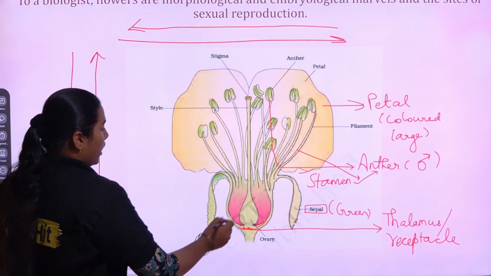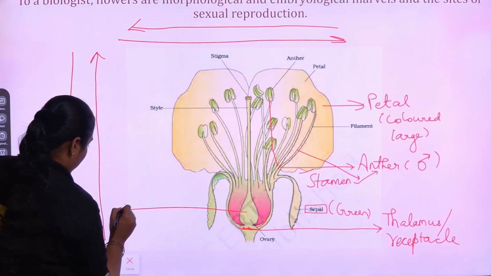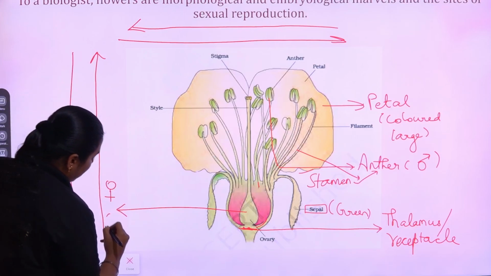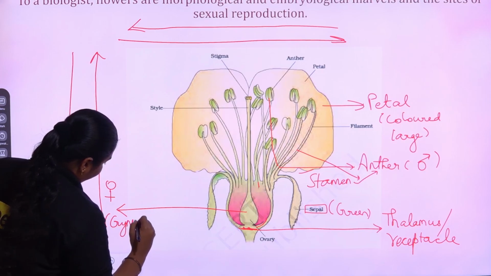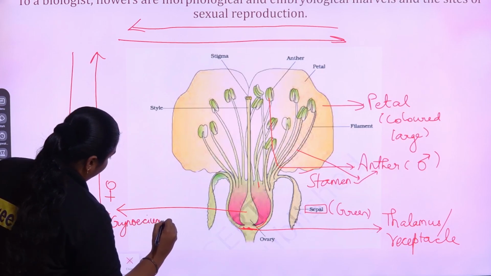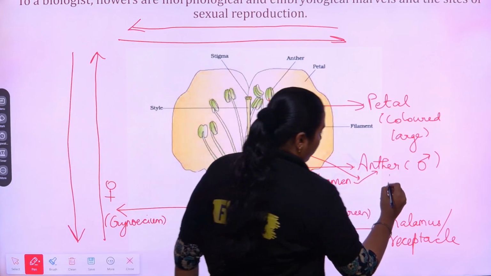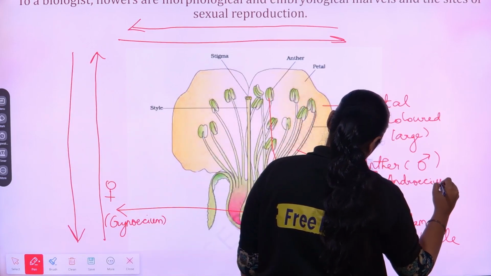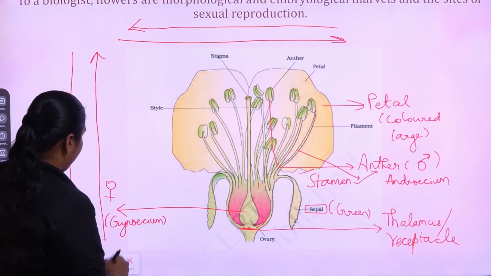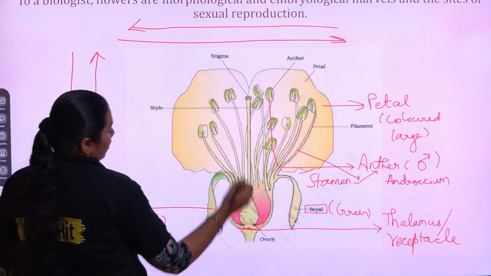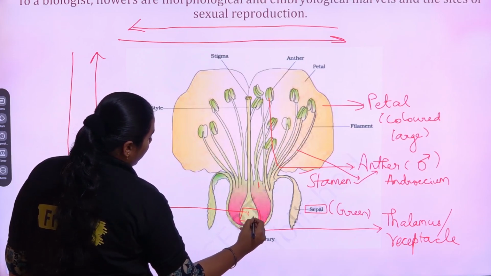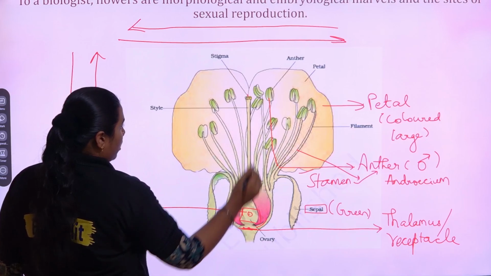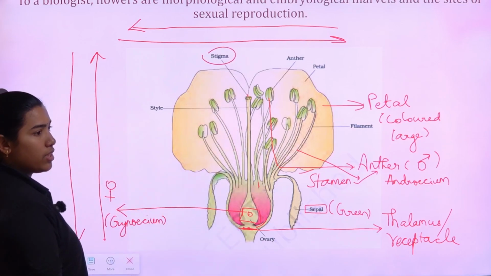And then finally we have the female reproductive part. We call it gynoecium. Here you can say androecium. In gynoecium we have three important parts. Bottom is ovary. This is where the egg is going to stay. Then style, this long tube-like projection, and at the top stigma. So this is very, very important.